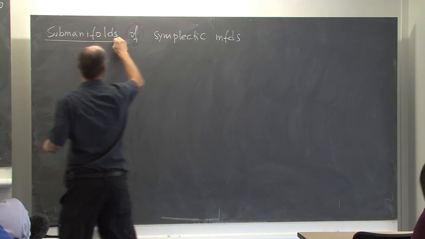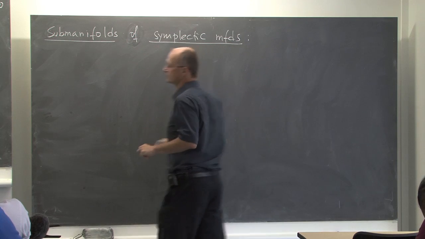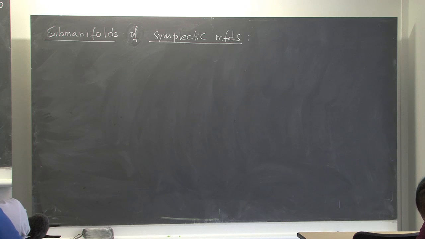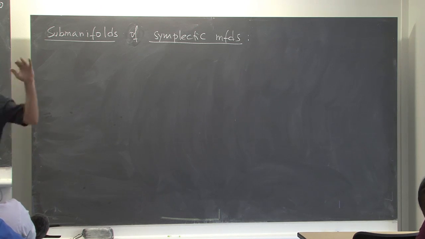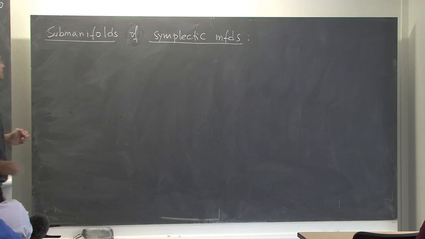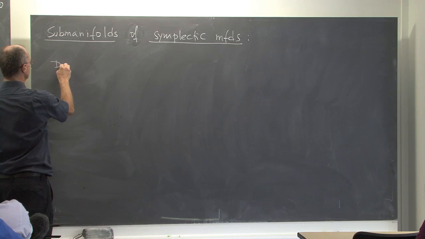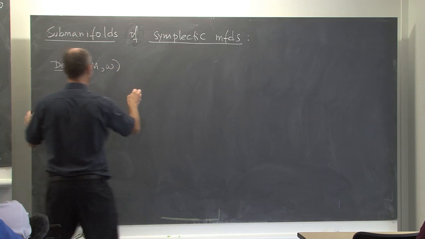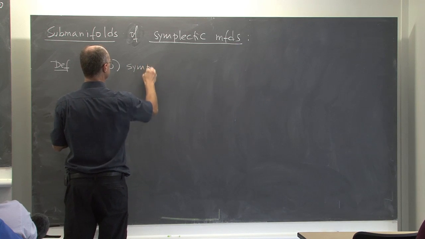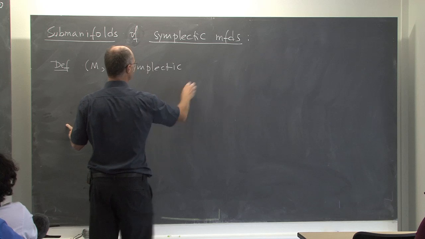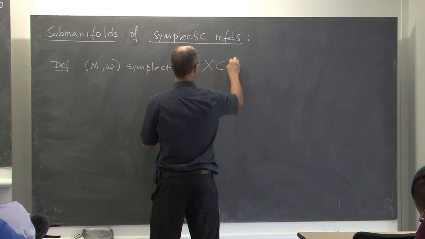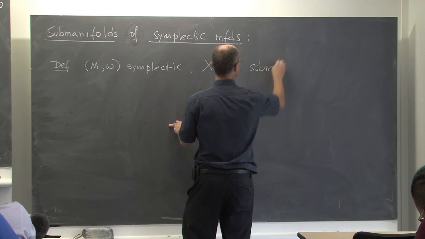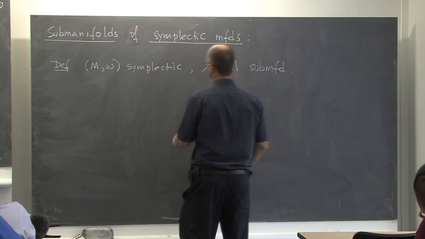So let me talk about submanifolds of symplectic manifolds. Recall that for vector spaces, we had some kind of, not a classification, but we had many denominations of different subspaces in a symplectic vector space. So let me give the following definition. Let's assume that (M, omega) is symplectic, and X in M is a submanifold.